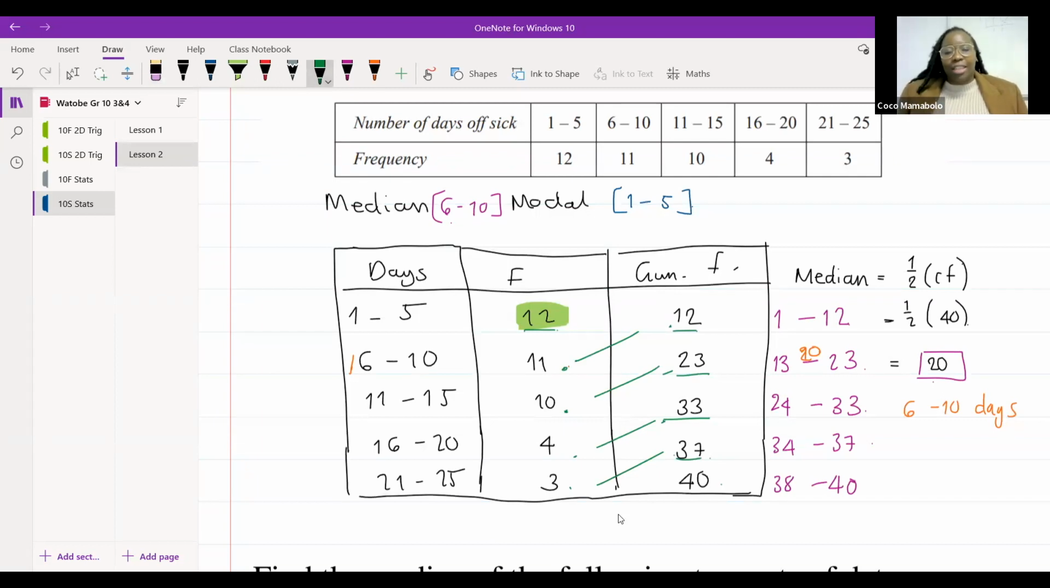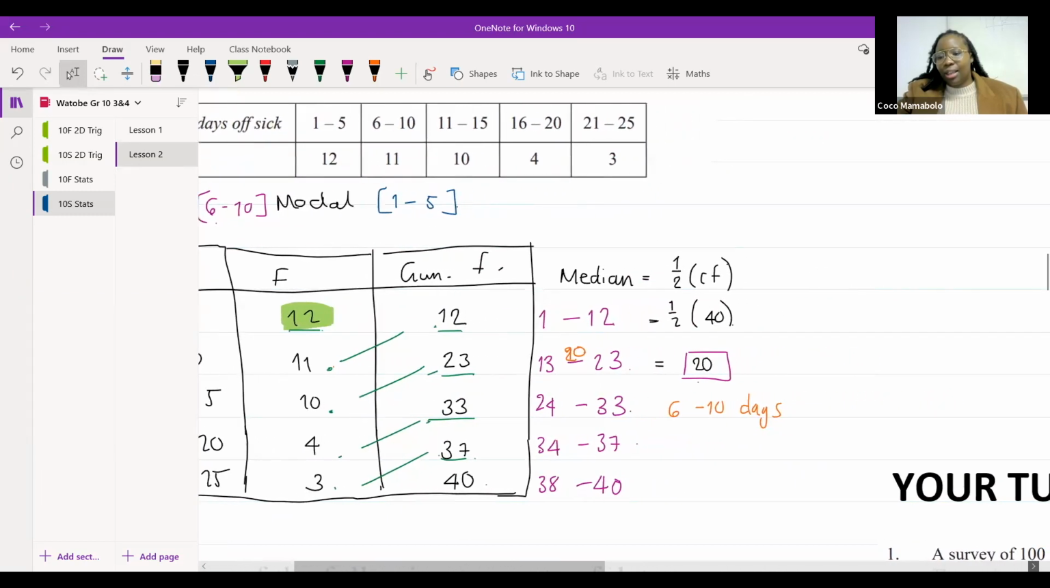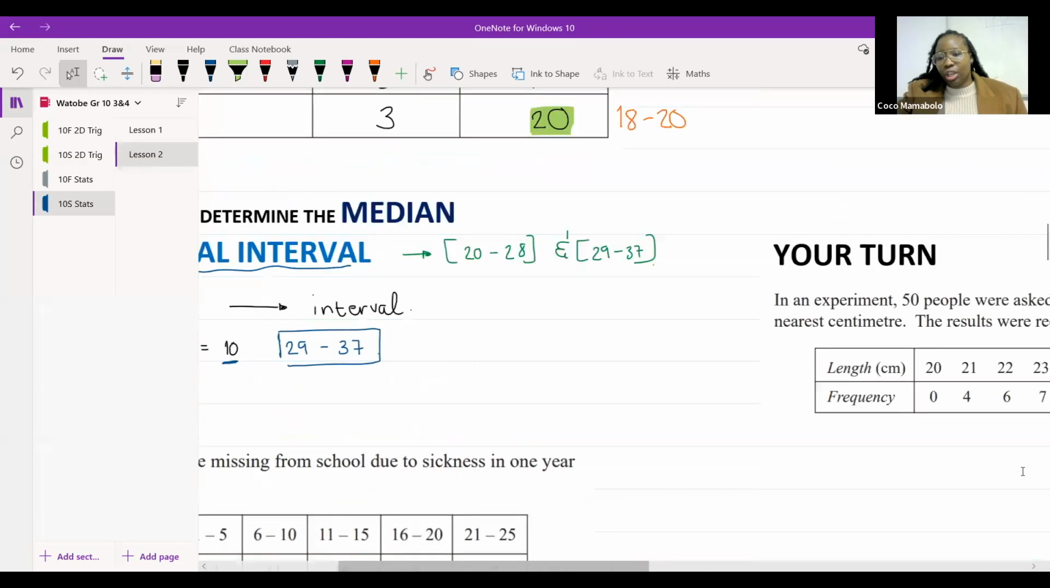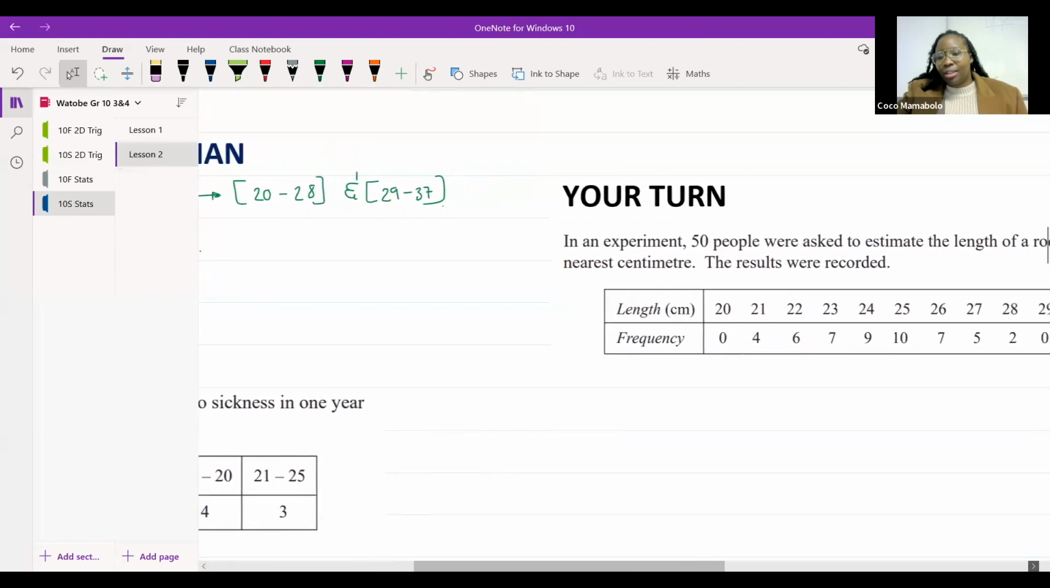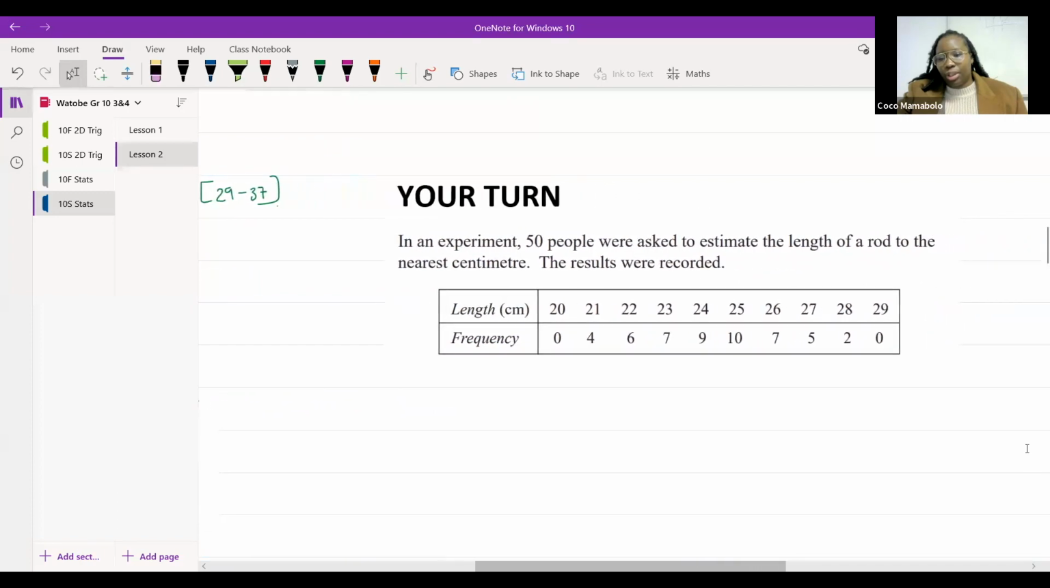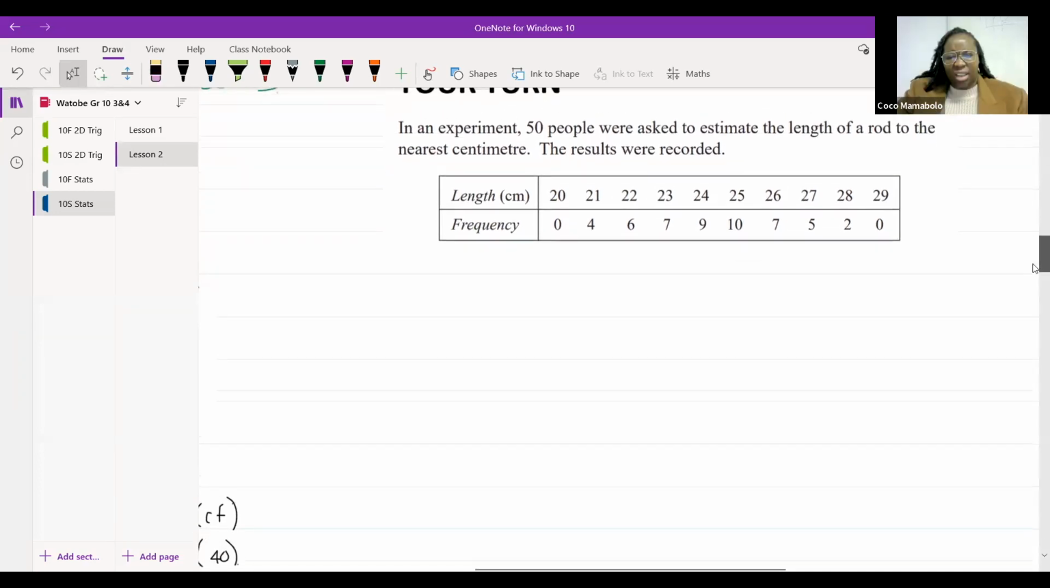Excellent. All right. Give me a thumbs up if you're okay with the median and the modal interval. Yes? Beautiful. Okay, excellent. Okay, now let's look at something a little bit more challenging. All right, now, if we look at this particular question, actually, this is a little bit easier now that I have to look at it.